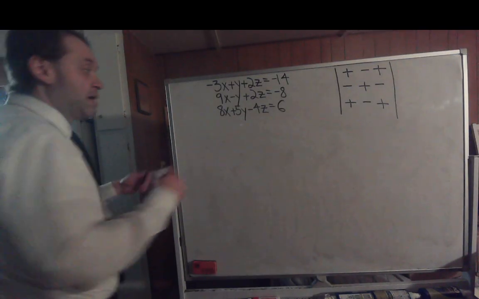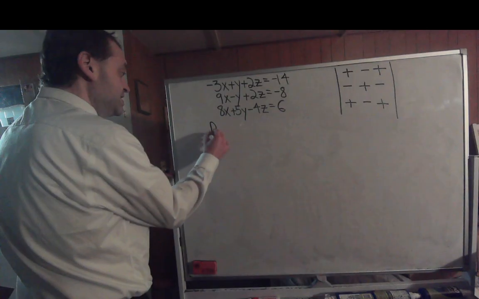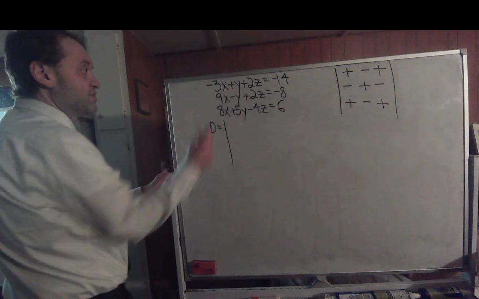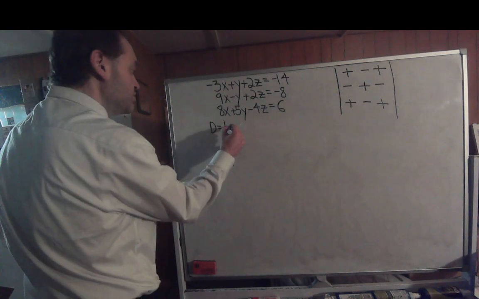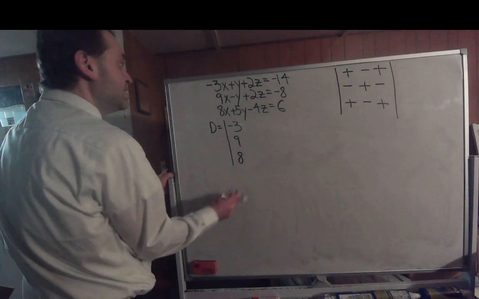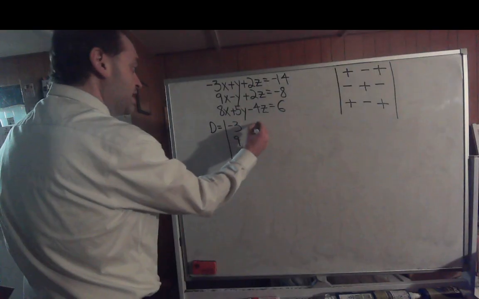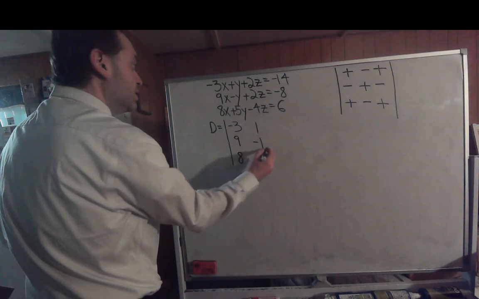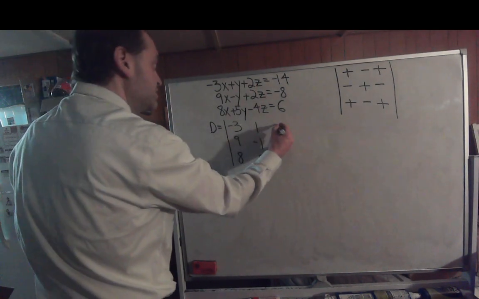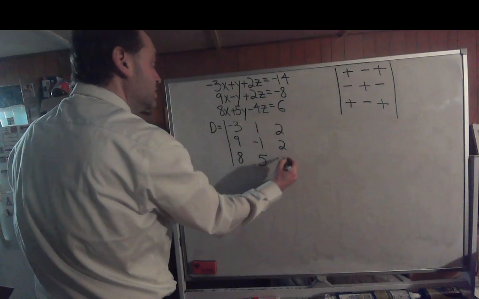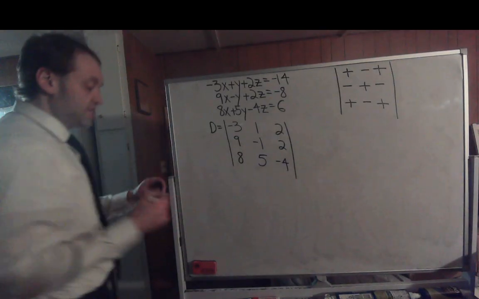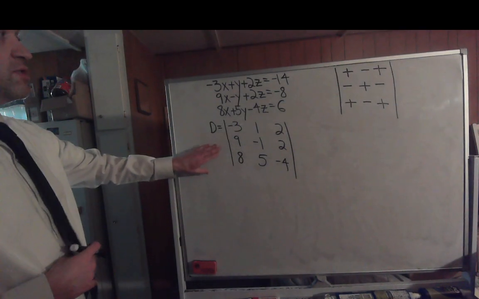First, let's set up our coefficient determinant of d. Just find d. So just take all your coefficients for the variables. So for your x's, you have the -3, the 9, and the 8. For the y's, you have 1, -1, and 5. For the z's, you have 2, 2, and -4. So there's your d determinant for your coefficients.